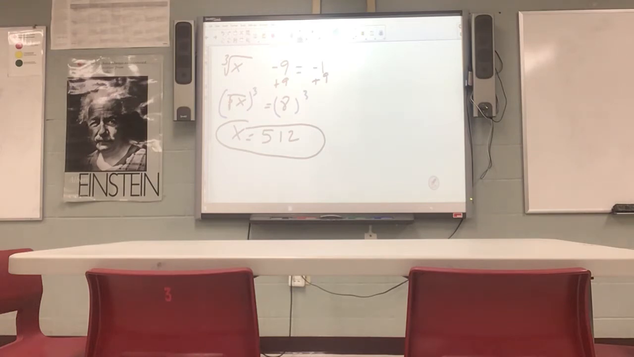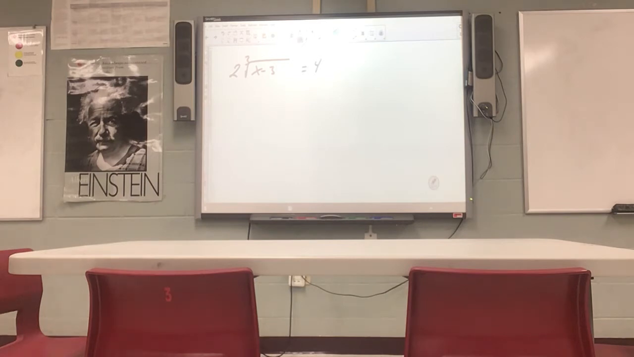Okay, let's look at one more on this level that starts off a little different before we step the level up. I have 2 times the cube root of x minus 3 is equal to 4. All right, so what should we do first here? We haven't done one like this yet, but what do you think? What should we do first?